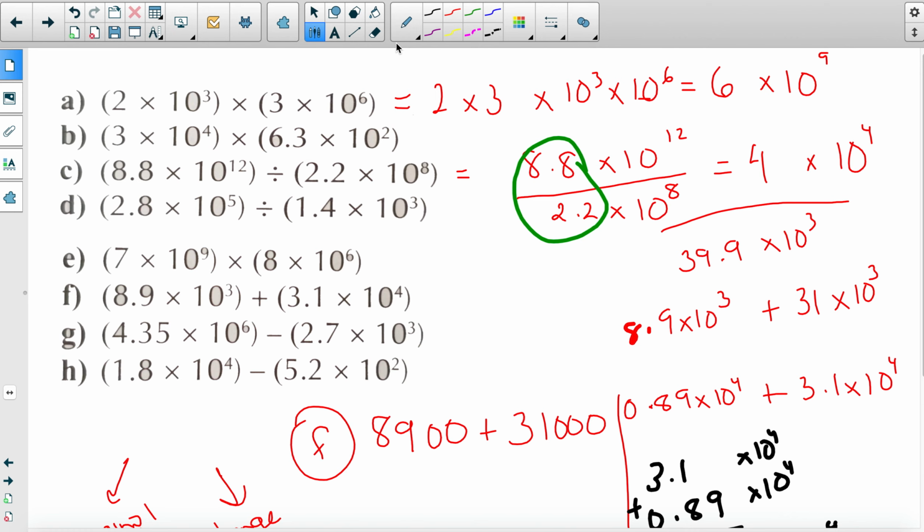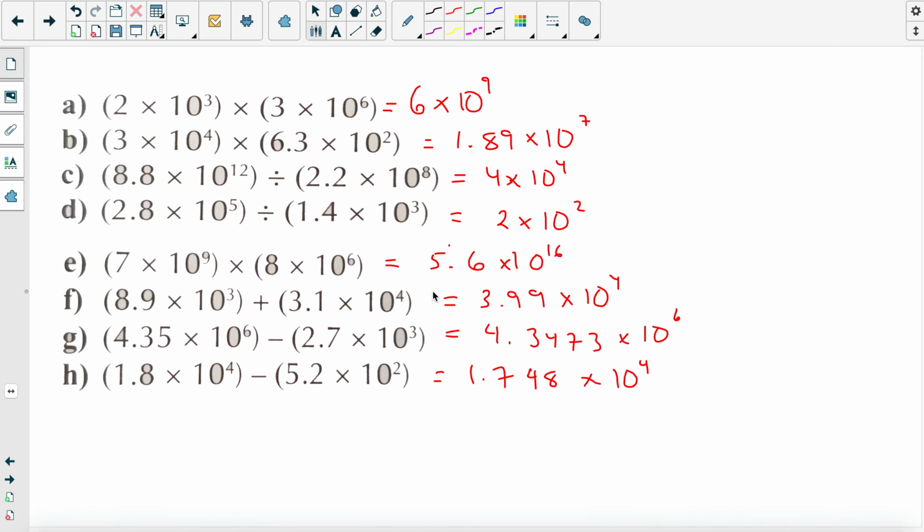Have a go at the questions. These solutions will be on the next slide, so do pause this video now. So these are the solutions to the questions. Make sure that you check each one and the power and the A value.